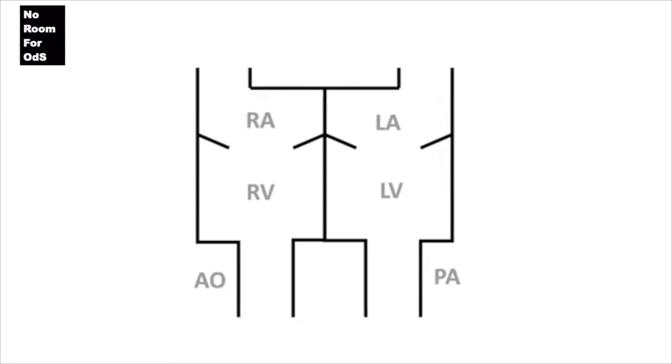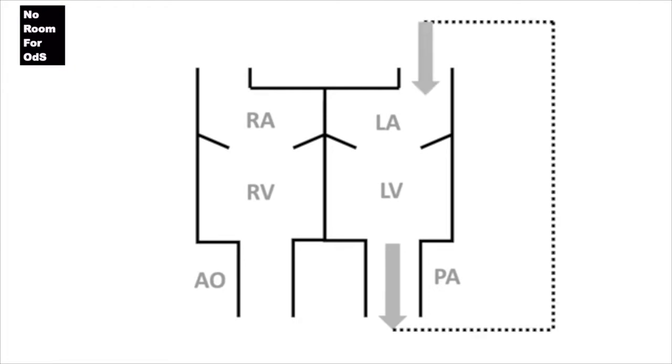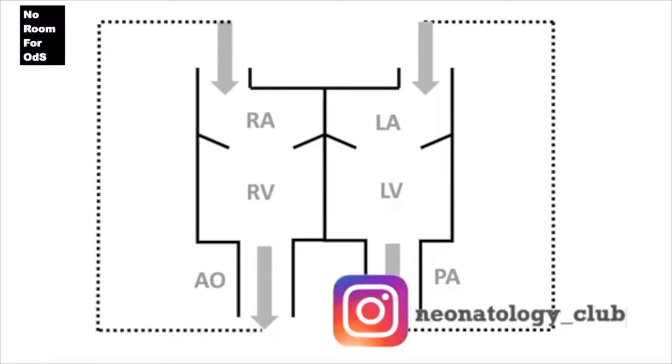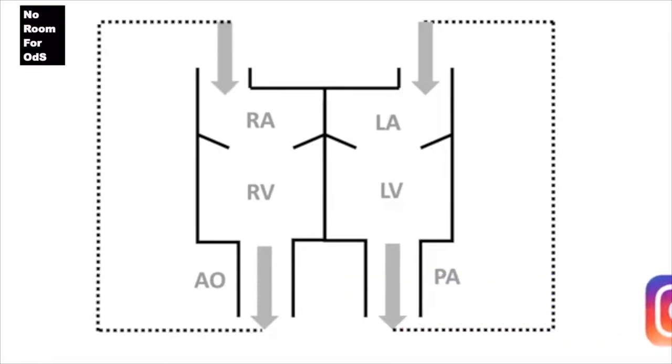Now, in cases of transposition, the aorta is coming off the right ventricle and the pulmonary artery is coming off the left ventricle. In this case, the blood is going to leave the left ventricle through the pulmonary artery, go through the pulmonary vasculature, right? And then back to the left atrium through the pulmonary veins. Now, the blood that leaves the right ventricle through the aorta to the system is going to return back to the right side through the venous return. Now that's the segmental anatomy of the TGA.